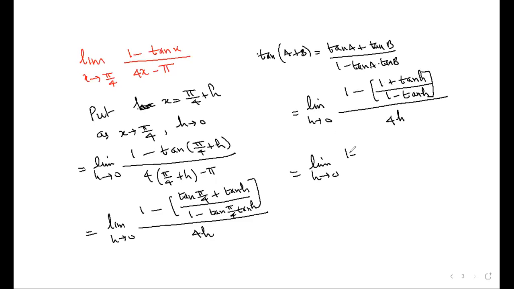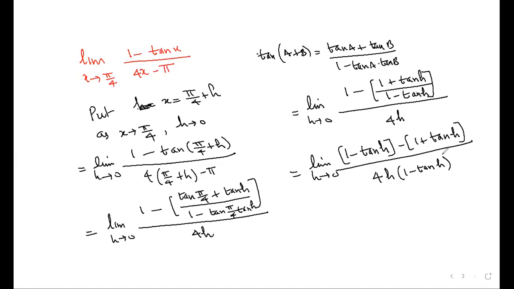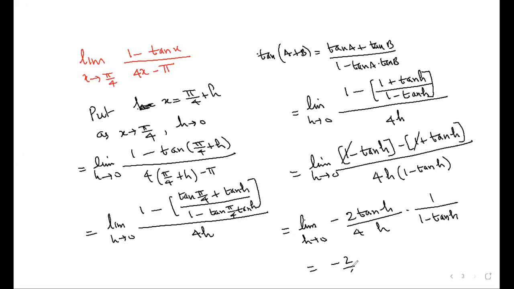So when you take the LCM, (1 minus tan h) minus (1 plus tan h), and the LCM will come to the denominator as 1 minus tan h. The 1 will get cancelled, and minus 2 tan h upon 4 into h into (1 minus tan h). Remember, h is 0, not pi by 4. So minus 2 by 4, tan theta upon theta is 1, and tan 0 is also 0. So the answer is minus half.